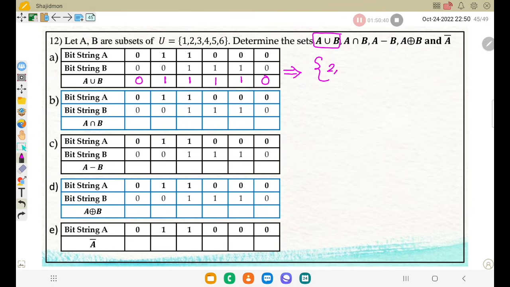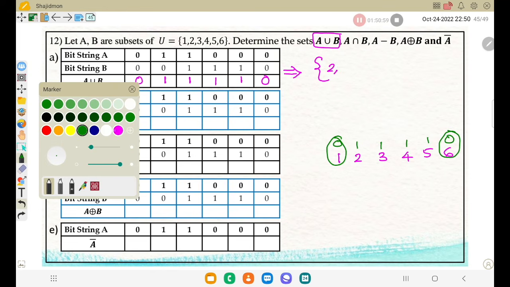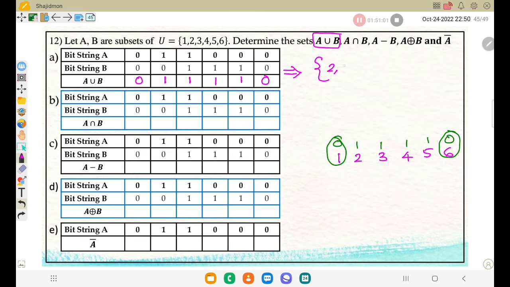Check the universal set: 1, 2, 3, 4, 5, 6. Now the bit string we got is 0, 1, 1, 1, 1, 0. That means the first number is not present, the last number is not present, and all other numbers are present. So the set is 2, 3, 4 and 5. So this is A union B: 2, 3, 4 and 5. Okay, hope you understood.